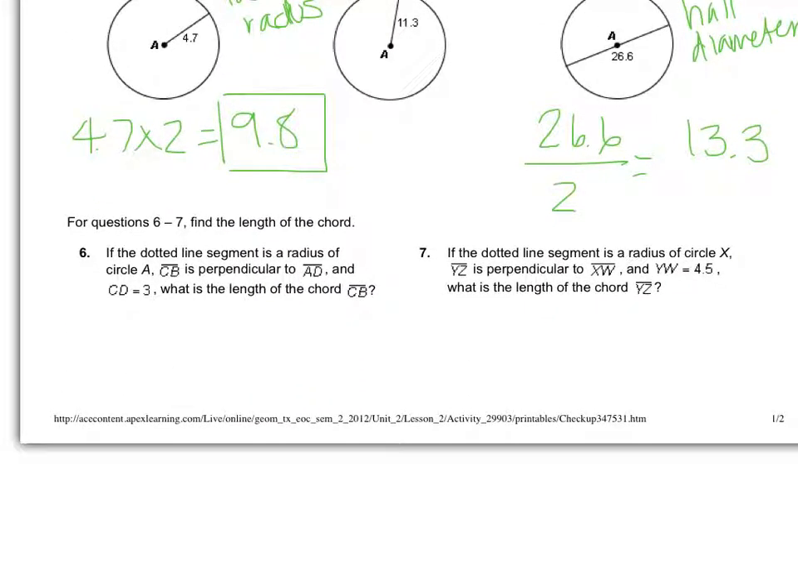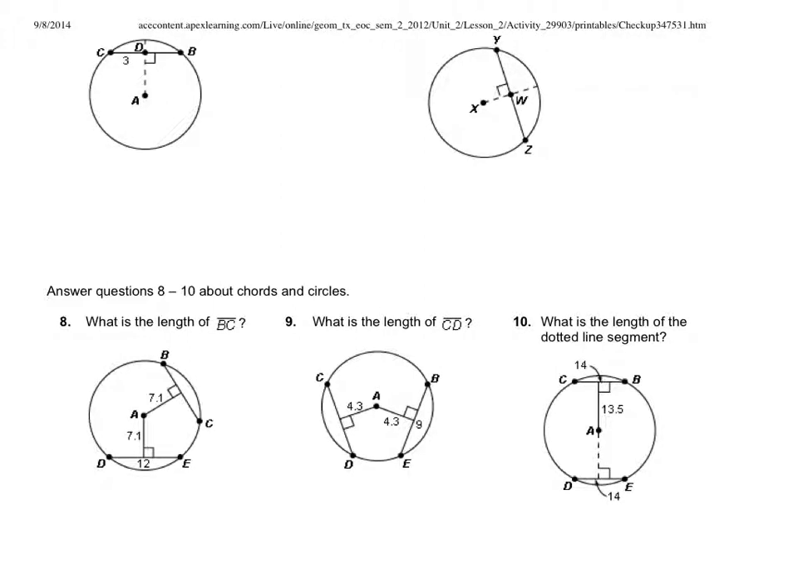Number 7, if the dotted line segment is a radius of circle X and YZ is perpendicular to XY, XW, and YW is 4.5, what is the length of the chord? So we're going to look at the next page and look at the picture. We know that YW was 4.5, and the question asked us how long YZ was. Well, if I know this is perpendicular, that means that this part and this part are equal, so they're both 4.5. So to find the whole chord, I do 4.5 plus 4.5, which gives me 9.